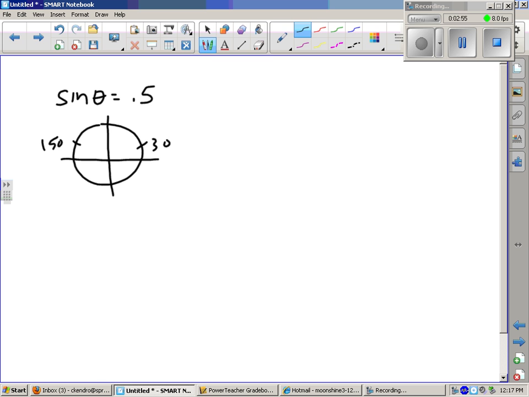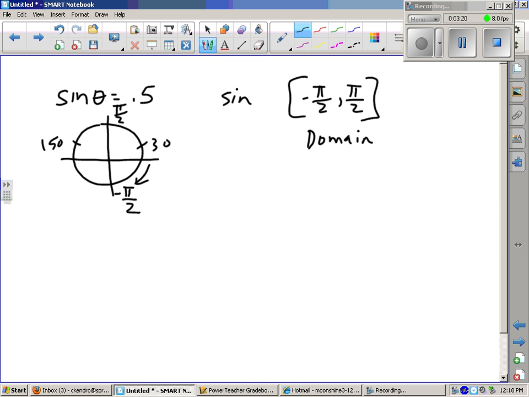If I restrict it and say that the sine value can only be between negative pi over 2 and pi over 2, I'm going to restrict the domain. Here's my domain. That means the x values. So pi over 2 is up here. Negative pi over 2 is here. So I can only go between here and here. So now you know exactly which answer you want. You want the one that's between there, so it would be 30.